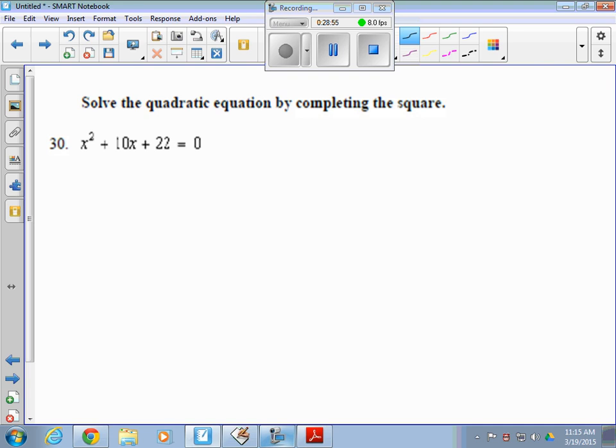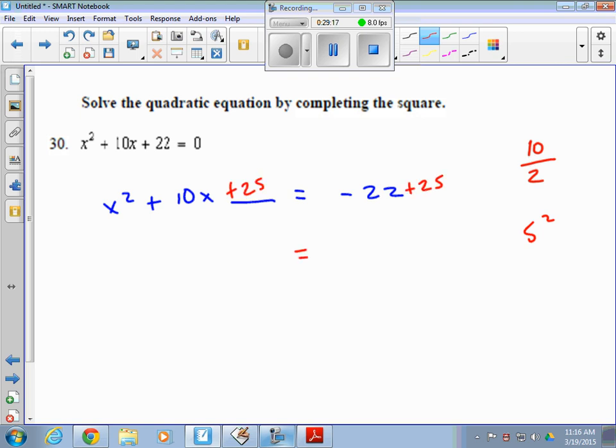And then number 30 says complete the square to solve it. You have to move 22 over by subtracting it on both sides. X squared plus 10x plus c is negative 22. Get a new c value by dividing 10 by 2 and getting 5 and squaring it. Positive 25. When you add that to both sides, you get 3 on the right-hand side.